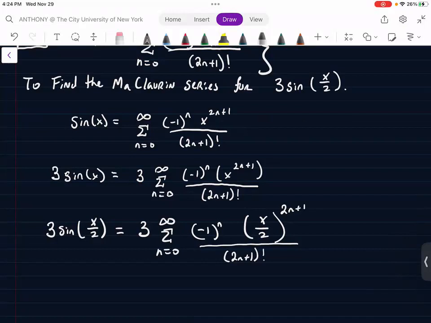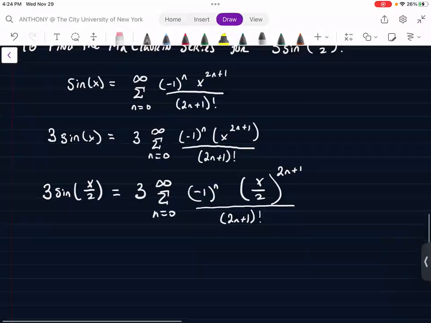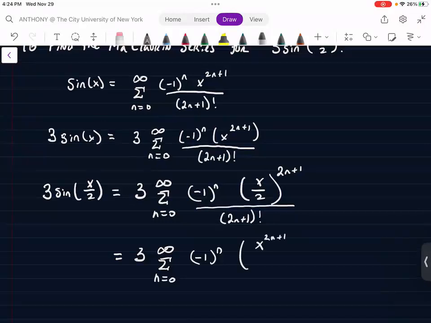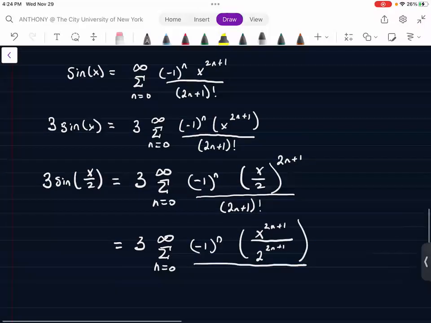Now, you could simplify this a little bit. x over 2 is being raised to the power of 2n plus 1, which means that both numerator and denominator are raised to the power of 2n plus 1. So I'm just going to rewrite this right-hand side of the equation here. So you have -1 to the n. Now this would be x to the power of 2n plus 1 divided by 2 to the power of 2n plus 1, all divided by 2n plus 1 factorial.